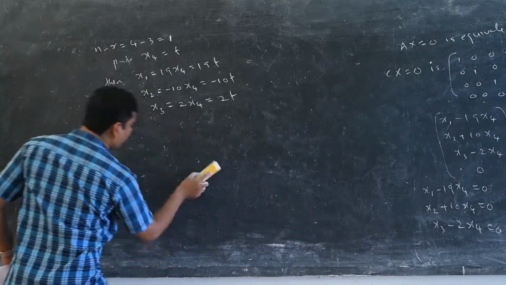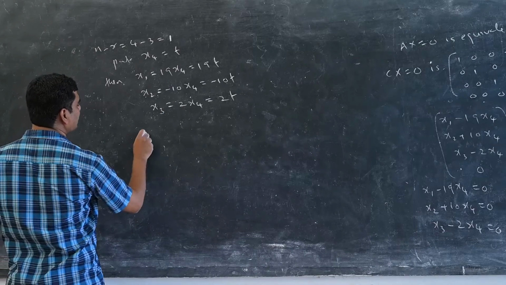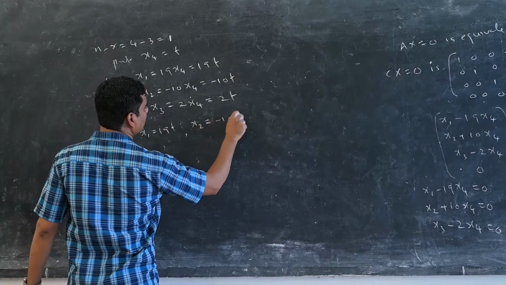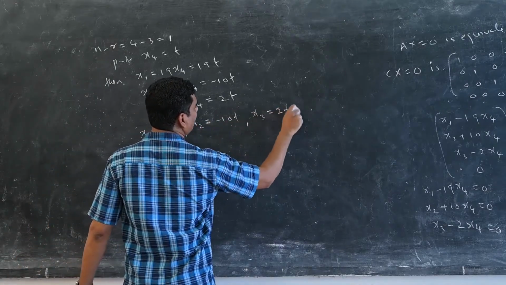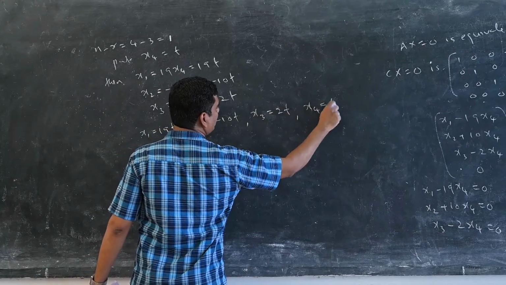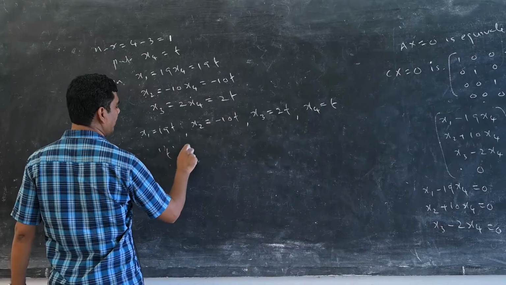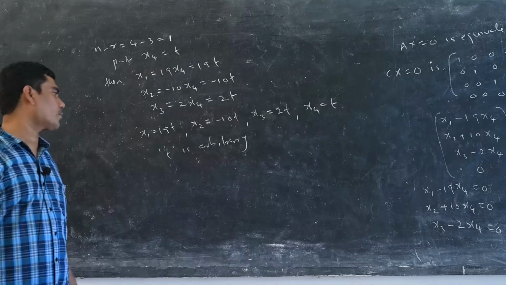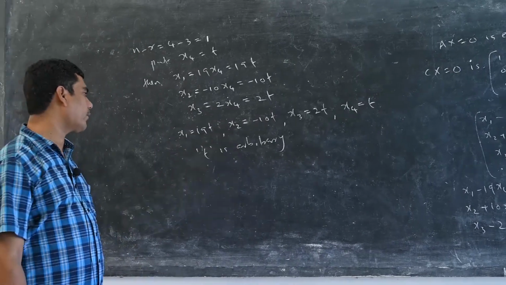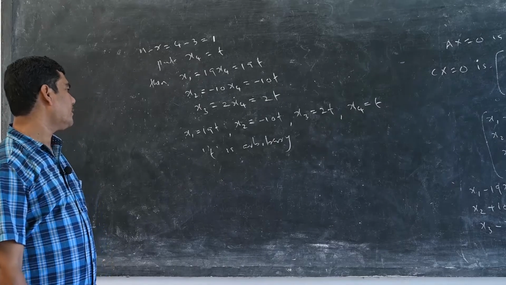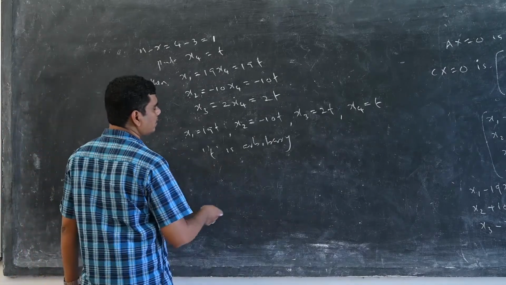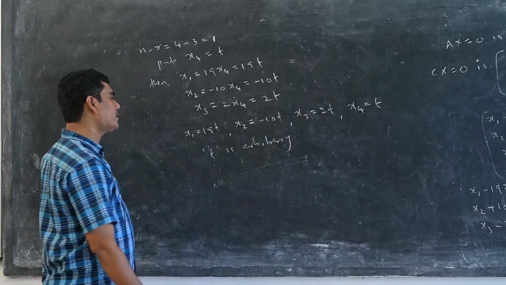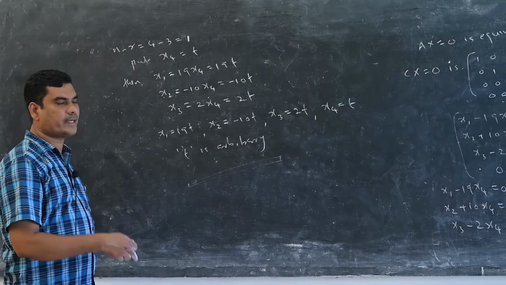So solution of this given homogeneous system is x1 is equal to 19t, x2 is equal to minus 10t, x3 is equal to 2t, x4 is equal to t. t is arbitrary. t is any real number, so we get an infinite number of solutions. If t is equal to 0, this is the trivial solution. If t is not equal to 0, this is a non-trivial solution. So this is the solution of the given homogeneous system of linear equations where t is any real number.